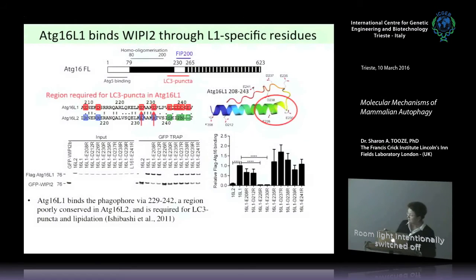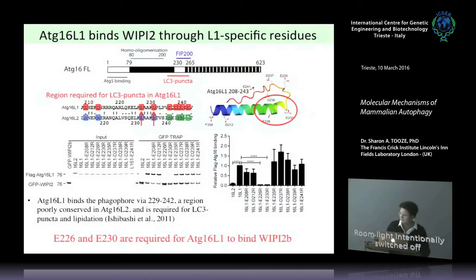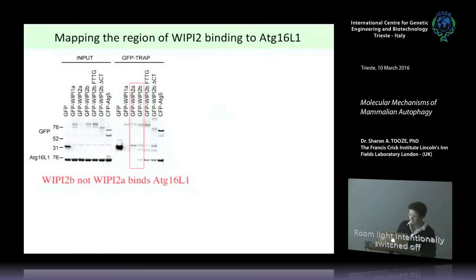So this was done in collaboration with a structural biologist who modeled the domain between 208 and 242, which is shown here, and this is HG16L1. And he could show that these two acidic residues, which we found were responsible for interaction with WIPI2, were at the end of a helical domain right before a proline-induced turn. So they were likely to be accessible in the complex, even if it was bound to HG512. So these two acidic residues are required for HG16L1 to bind to WIPI2.